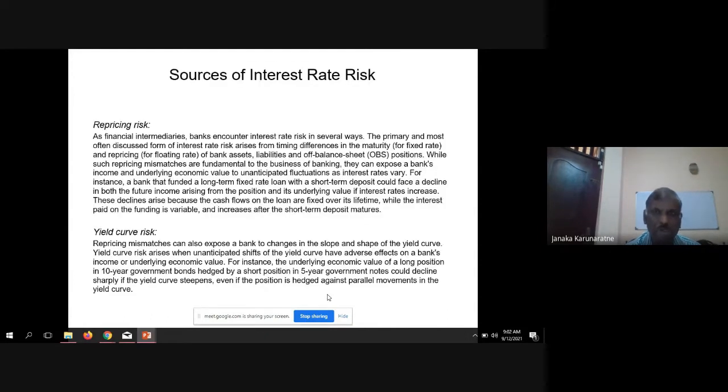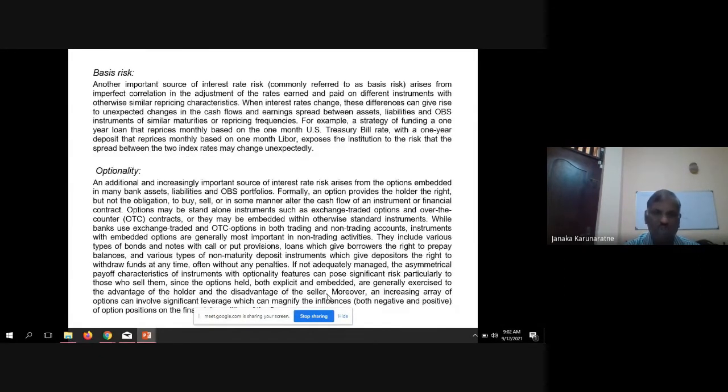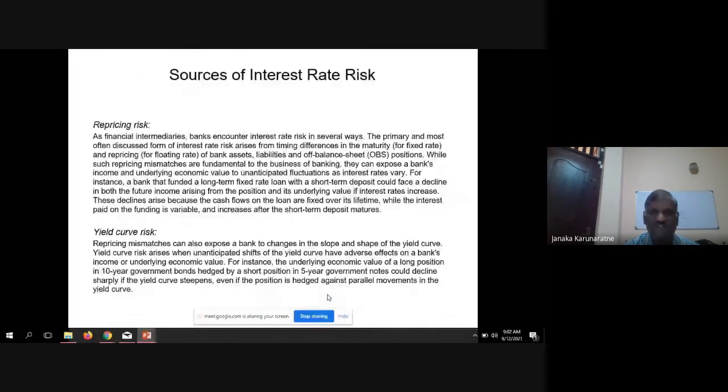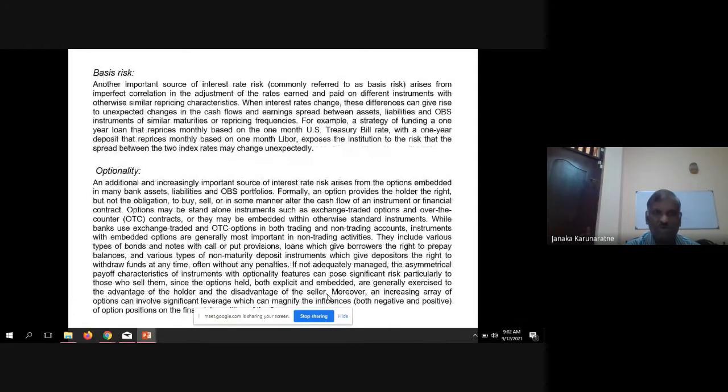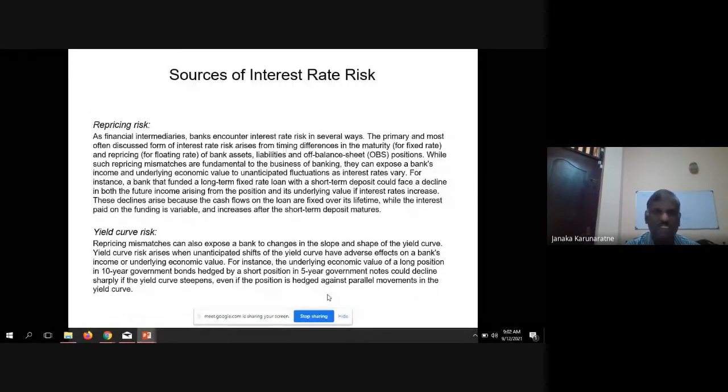No? Okay. So let's briefly look at the different sources of interest rate risk. There are four main sources of interest rate risk. Those are repricing risk, yield curve risk, basis risk, and optionality risk, right? So those are the key parts of interest rate risk. Then let's move on to repricing risk.